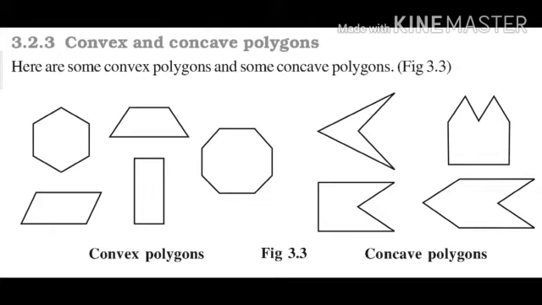But the first one is a very easy thing. You just have to remember: less than 180 degrees, then that is a convex polygon, and greater than 180 degrees, then that is a concave polygon.